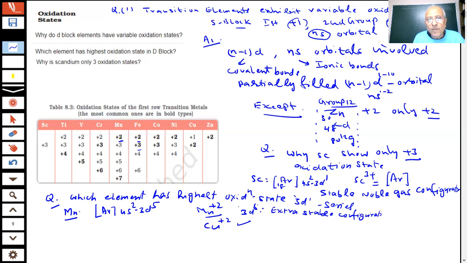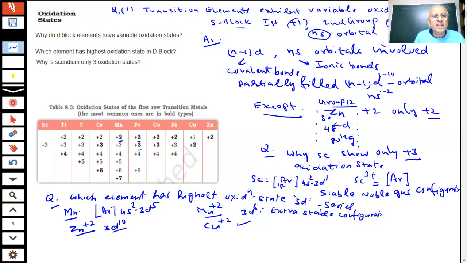Zinc +2, you have already seen what it is: 3d10. So zinc always exists in zinc sulfate or zinc chloride, all in +2 oxidation state. And here nickel shows +2, +3, +4. And iron you can see mainly +2, +3, but a few other oxidation states also exist, which we have shown for different elements.